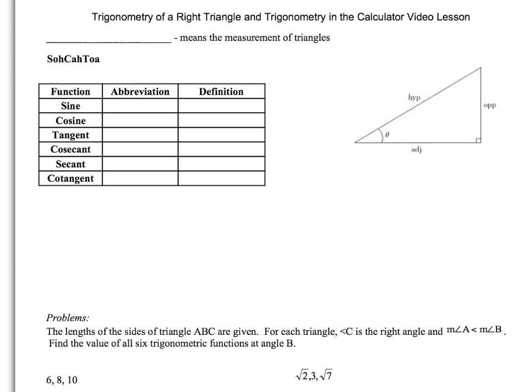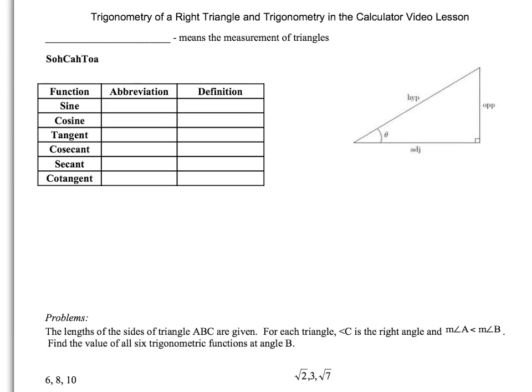Okay, the first blank means the measurement of triangles is trigonometry. We have 6 functions: sine, cosine, and tangent, cosecant, secant, and cotangent. The abbreviation for sine is S-I-N. And if you look at your picture on the right, sine of an angle is going to equal opposite over hypotenuse. You can use SOHCAHTOA to help you.